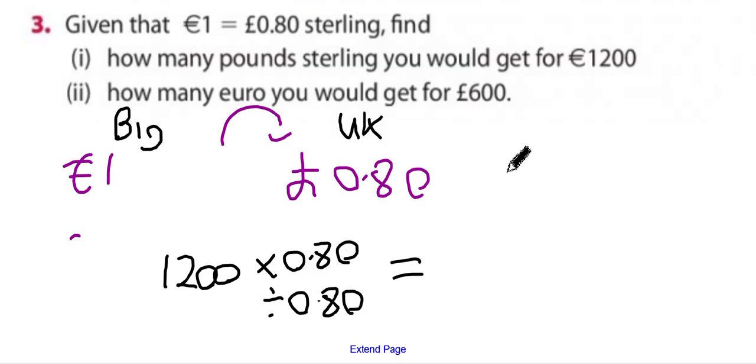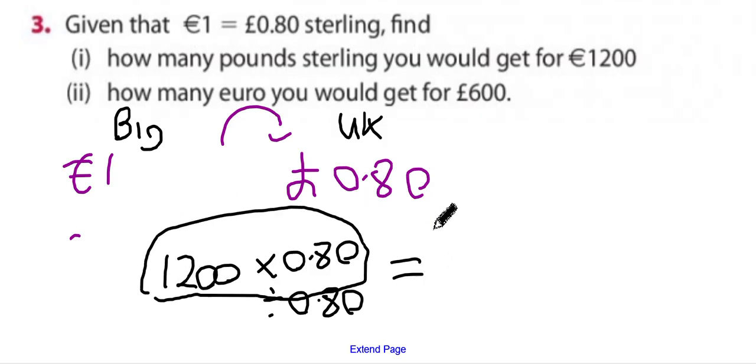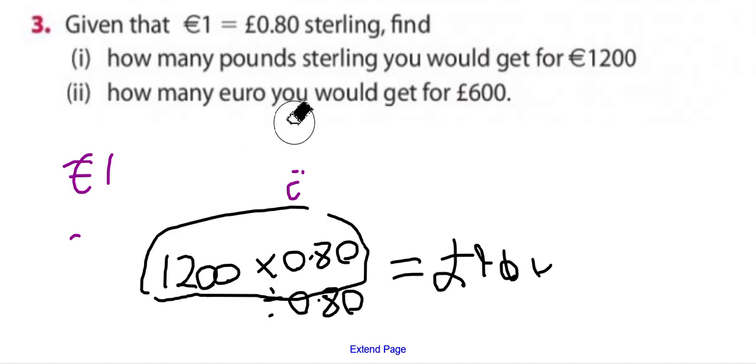Lads, what do you guess the answer? Multiply is the correct answer. Who got £960? Okay. Easy peasy. 960. Now, for question 2.